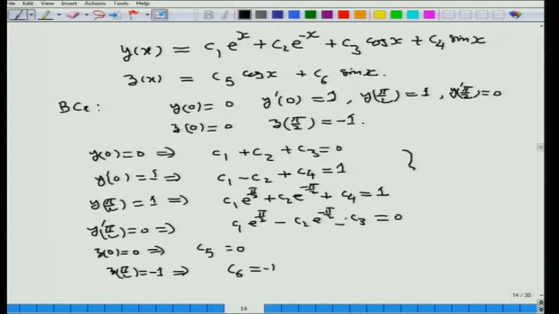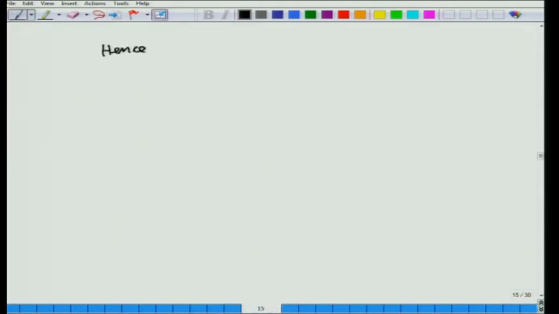Now, here we see that c 4 equal to 1 and c 1 equal to c 2 equal to c 3 equal to 0 satisfy these equations, and c 5 and c 6 are there. Hence, we get finally y of x equal to sin x and z of x equal to minus sin x. So, this is the solution here.